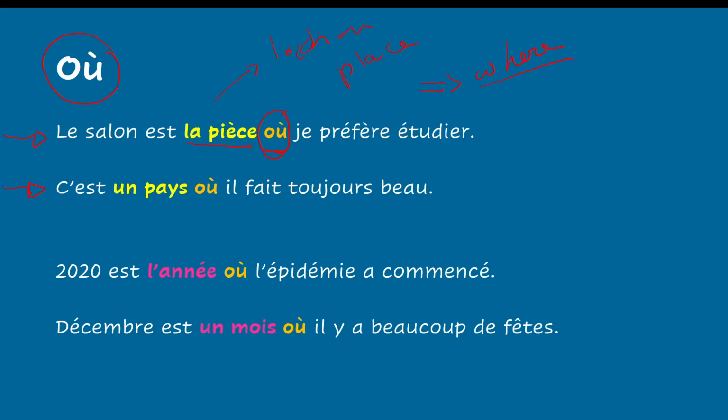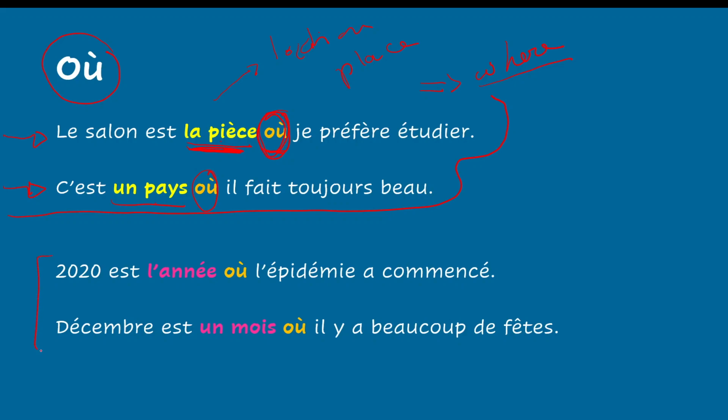Second example, c'est un pays où il fait toujours beau. It's a country where the weather is always nice. So a country, the room, it's a place, a location. In English it's where. Où is very easy in those examples because it replaces a noun that indicates a location, a place. So you want to keep that noun, the antécédent, and use the pronoun où.